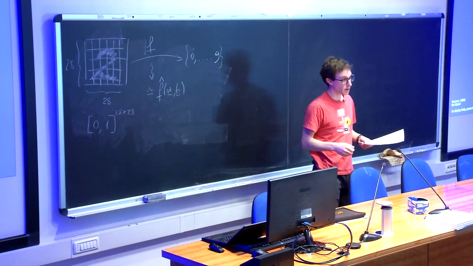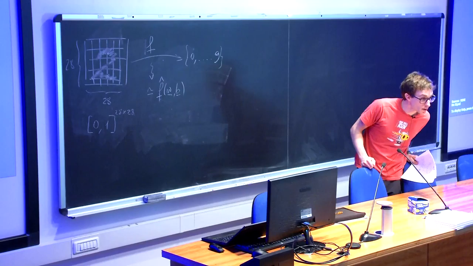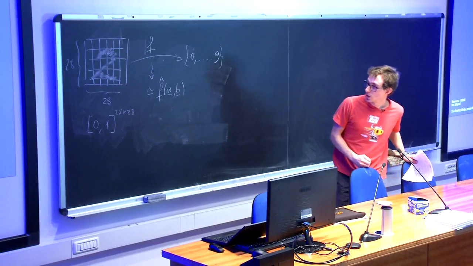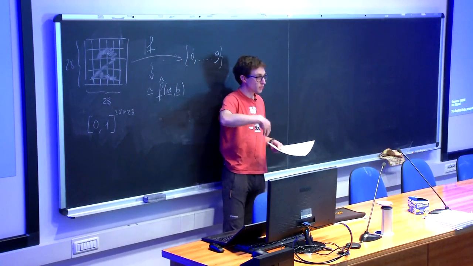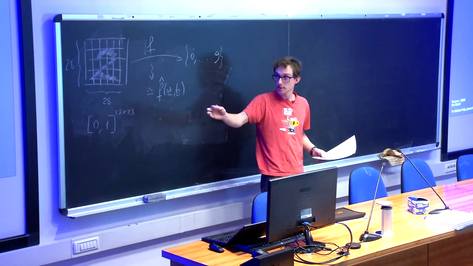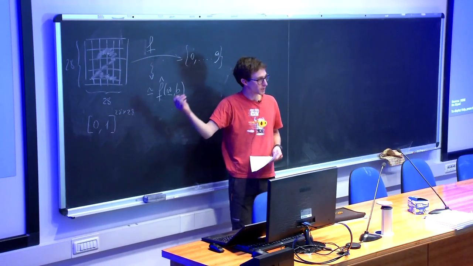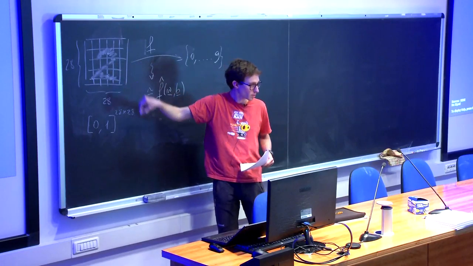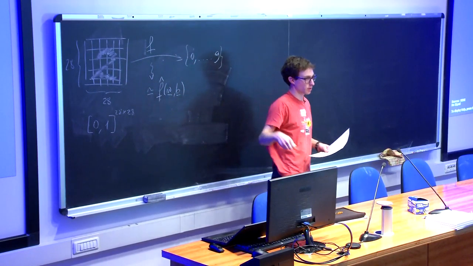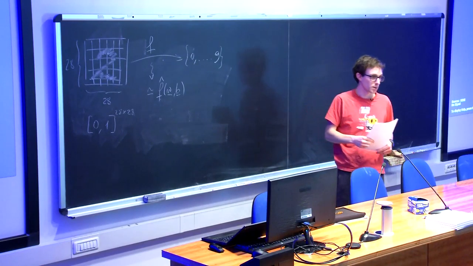No, this is 0, 1. So this is grayscale. It's a continuous variable which goes from 0, which is white, to 1. I mean, this is the opposite on the blackboard, but it's 0 when there's no color and 1 when there's color. But you can do the other way around, but it's grayscale.